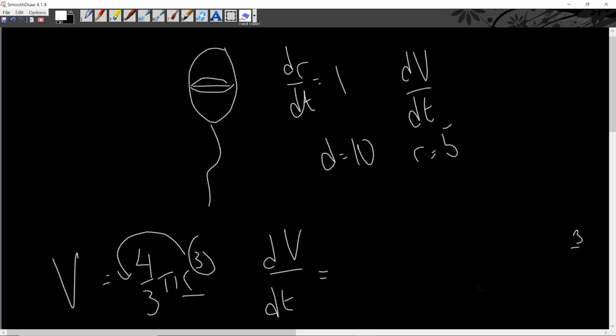So when you bring that 3 out, the 3's cancel, so you'll have 4 pi r squared, and then multiplied by dr/dt. We said dr/dt is 1, so I'll just scratch that out. And then this 5 squared will be 20, right?